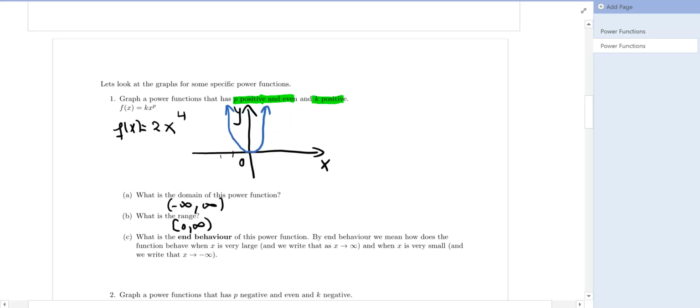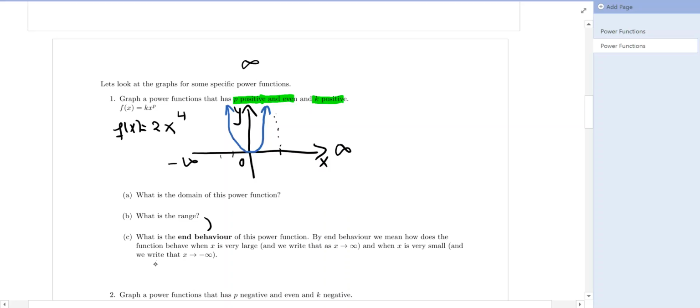Now, what is the end behavior of this power function? What do we mean by end behavior? It means how does the function behave when x is really large, so when x is close to infinity, or when x is really small, when it's close to negative infinity. So you notice that as x goes to infinity, this graph would be up here somewhere, up to infinity. So as x goes to infinity, the y values also go to infinity.